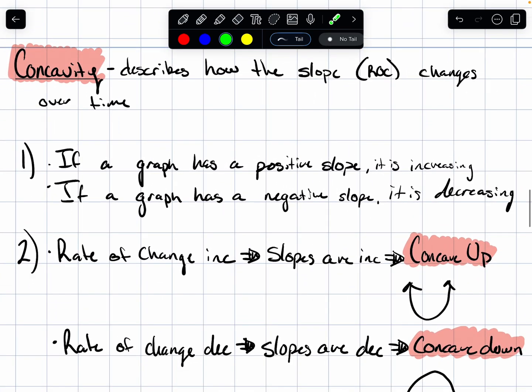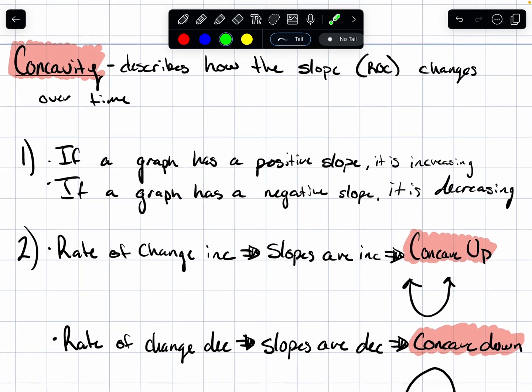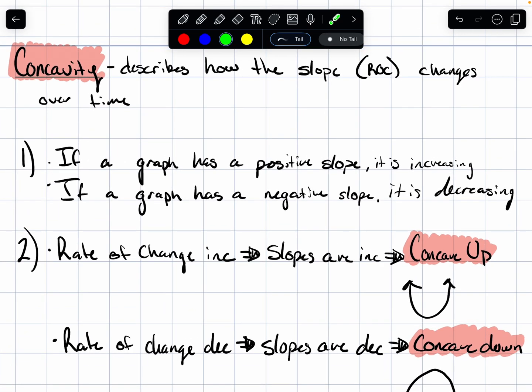So the definition of concavity has a more technical definition because it's more of a calculus topic, and that uses some calculus materials as well as language and definitions. But for our intents and purposes, what it does is it describes how the slope, the rate of change, ROC, rate of change. I'm probably going to abbreviate this a lot from now on and just write ROC. So it describes how the slope changes over time.